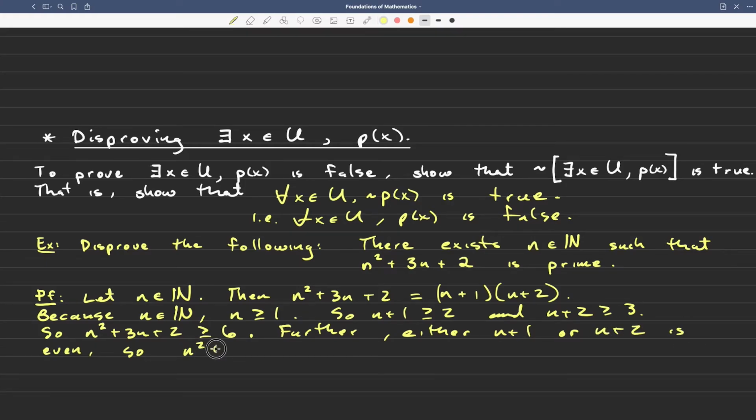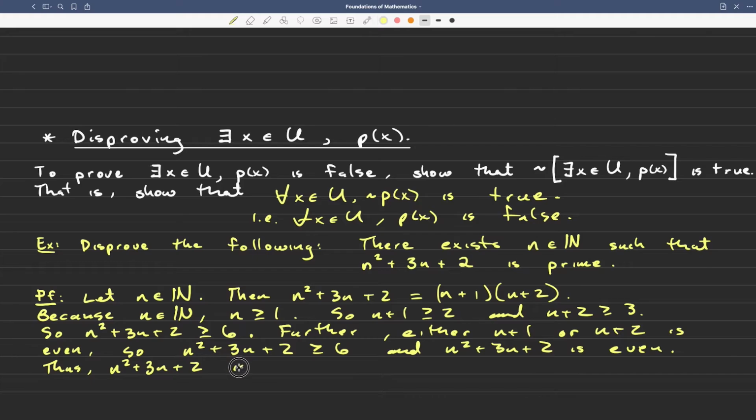So n squared plus 3n plus 2 is greater than or equal to 6, and n squared plus 3n plus 2 is even, because the product of an even integer with any other integer is still going to be even. So thus, n squared plus 3n plus 2 is not prime for all natural numbers n.